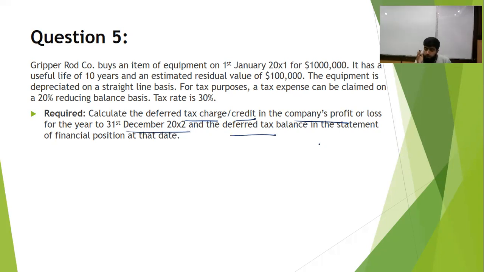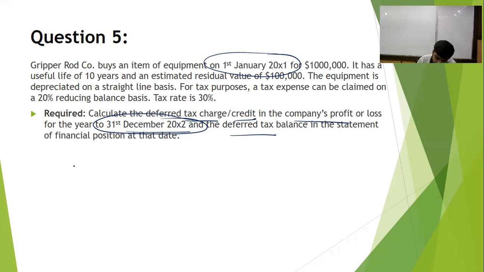It means you need to first observe that there is a value of the asset on 1st January 20x1, and we are going to calculate the deferred tax for 2002. It means after 2 years, that is 2001 and 2002. So at the end of year two, you need to calculate the deferred tax expense or the liability. So how are we going to calculate?